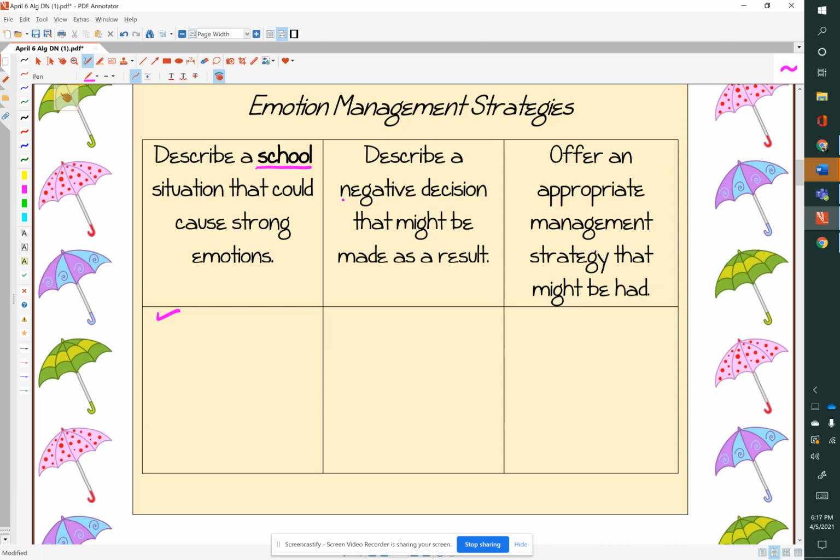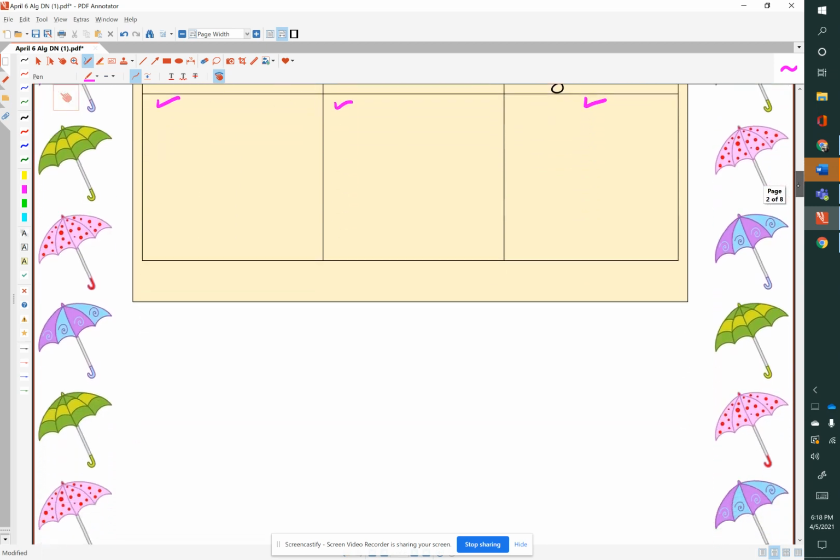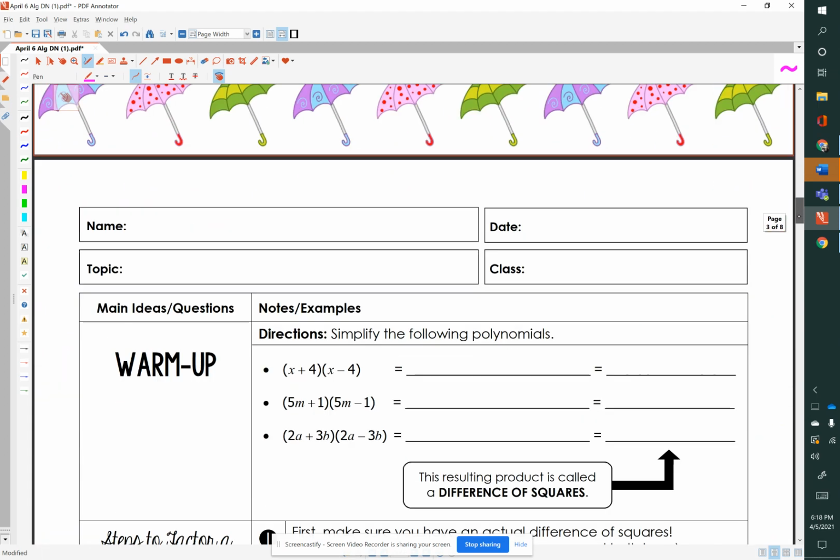Then you're going to describe a negative decision that might be made as a result, and we've all made those. So let's be honest. If you have to make this up in your head, that's fine, or you could write a real situation. But after you do that, I want you to take that extra step. Now that you're backing away from the situation, you're not in the thick of the moment or the emotions, and I want you to offer an appropriate management strategy that might be had to turn that situation around, or at least to be better and kinder to yourself. So I look forward to your responses there.